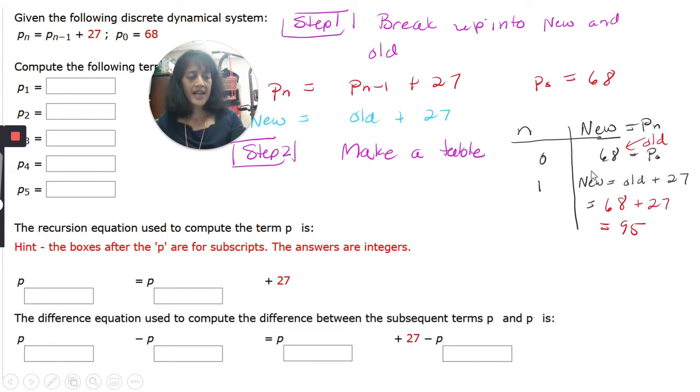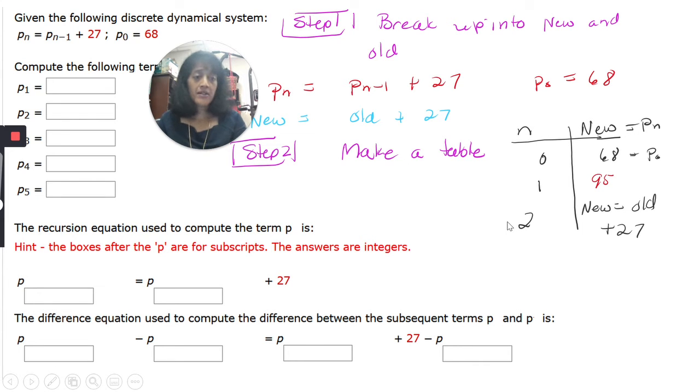How do I get the next one? Well, in the next row, my old is the 68. So new is equal to old plus 27. I take the 68 and add it to the 27, because that was old plus 27, and I get 95. So P1, and I should have actually written that, P sub 1 is 95.